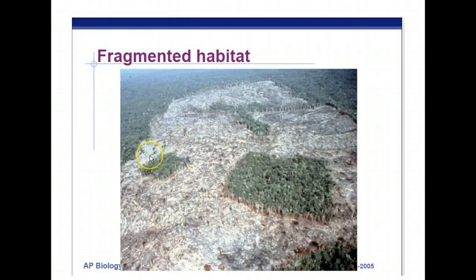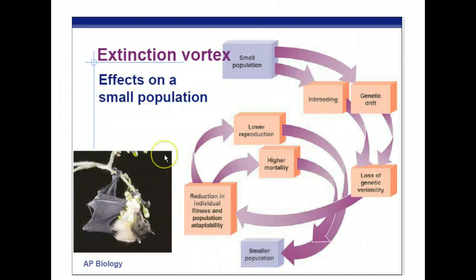Fragmented habitat: animals that are trapped in these little fragmented areas sometimes don't move across these clear-cut areas and get trapped. If they get trapped there, they end up going through an extinction vortex, where a small population interbreeds. They have a lot more mutations and problems in the children, which means loss of population. Lower population, more inbreeding, more death, and eventually you go extinct. This is called an extinction vortex.